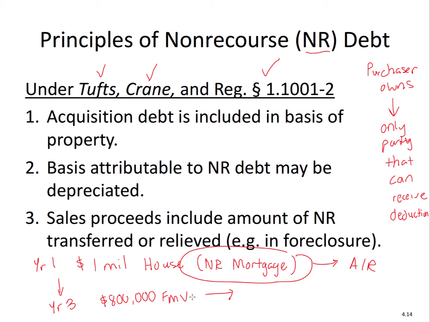So the basis of our property: we take amount realized minus adjusted basis, and if we depreciated that property down, let's say that wasn't a house, but it was a building that we used in business, then you're going to see there's going to be a gain. And now we call that Tufts gain.